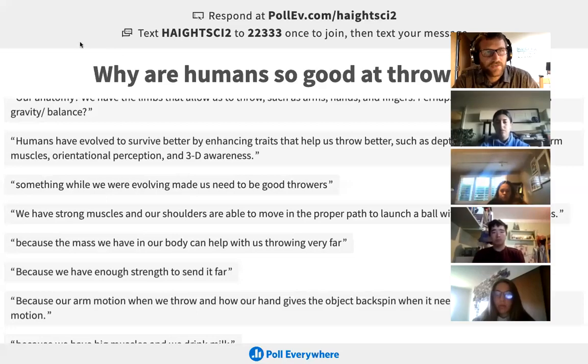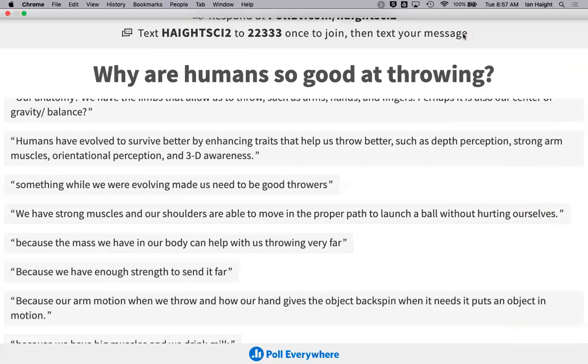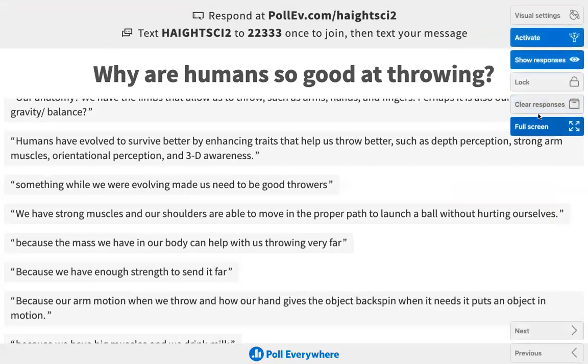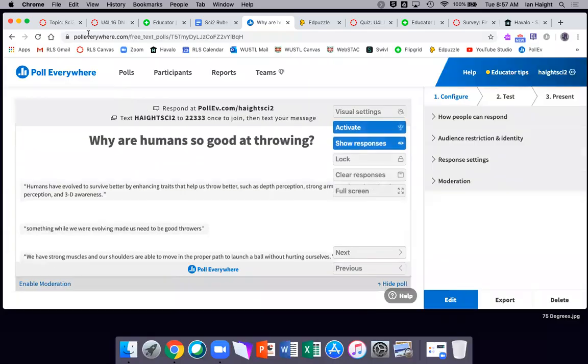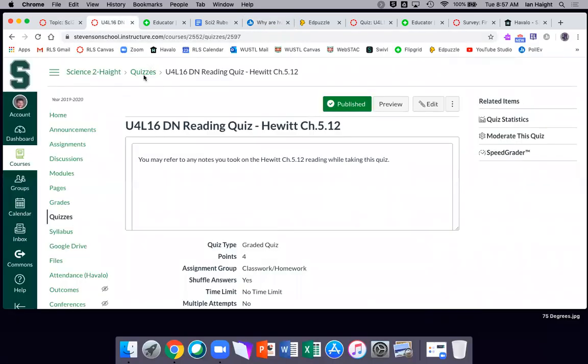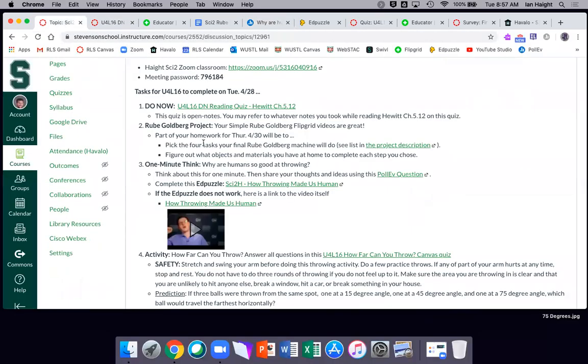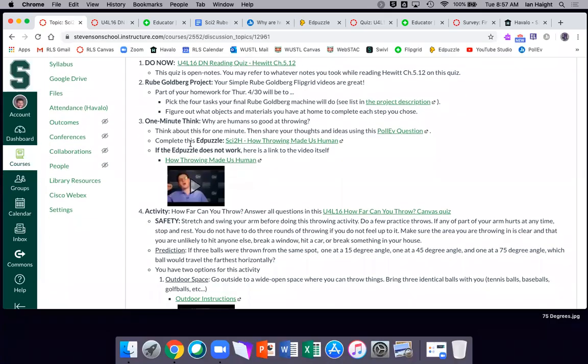So we're going to explore this now a little bit more, watching an Edpuzzle video. In fact, there are people who have done entire postdoctoral research projects on the evolution of human throwing. And so that's the next task down. There's a link to an Edpuzzle video. It's Sci2H, How Throwing Made Us Human.